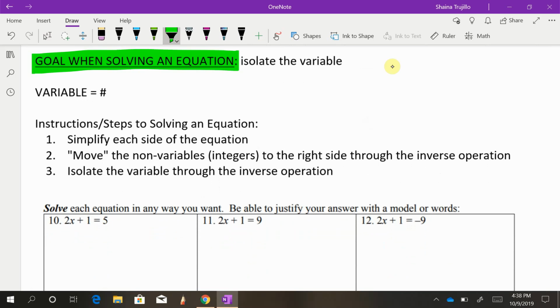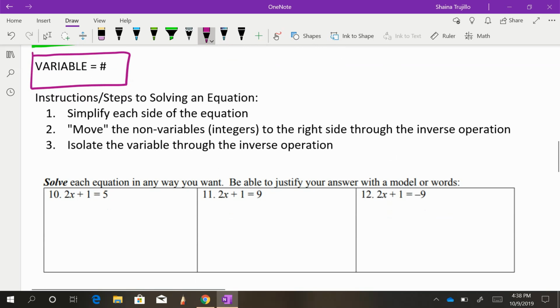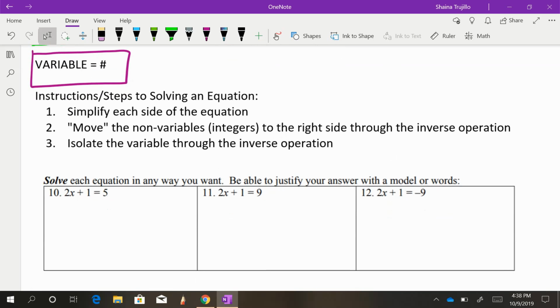We want to isolate the variable. So if you write one thing down from this section, I want you to write variable on one side equals numbers on the other. Okay, our whole goal is to get the variable all by itself. So here are some instructions.